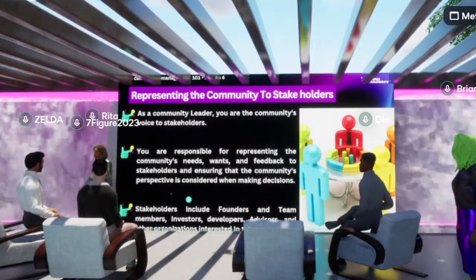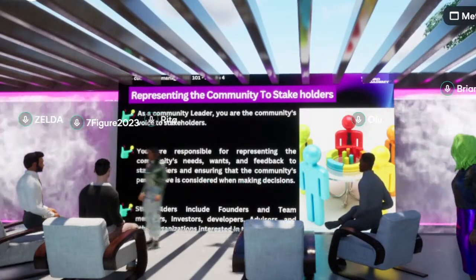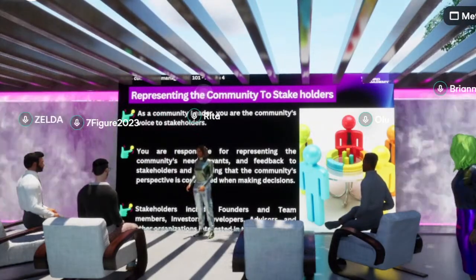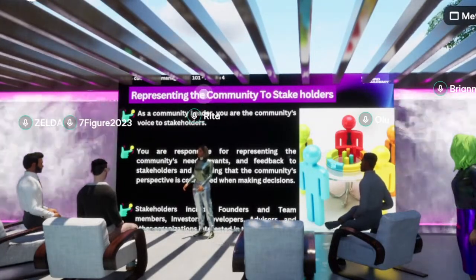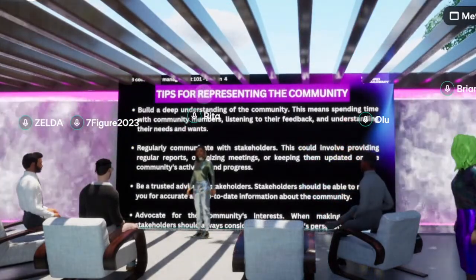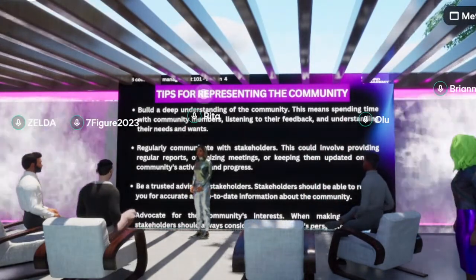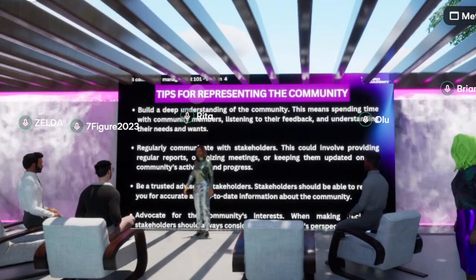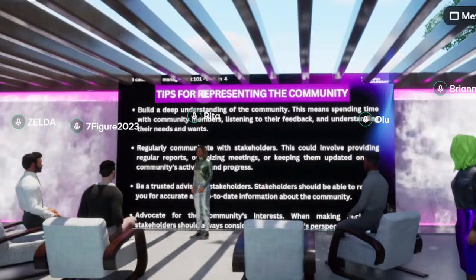right? So some tips that you can use when you're representing your community to stakeholders. First, you need to build a deep understanding of your community. Right? You can't advocate for the community if you don't understand what it needs, if you don't understand its pain points. So this means spending time with community members, listening to their feedback, and understanding their needs and their wants. Right? So to help the community, you must understand the community.